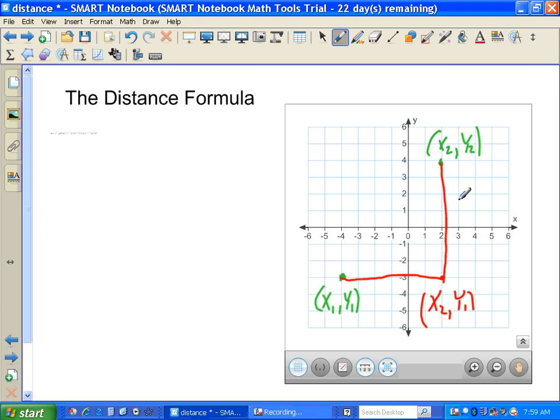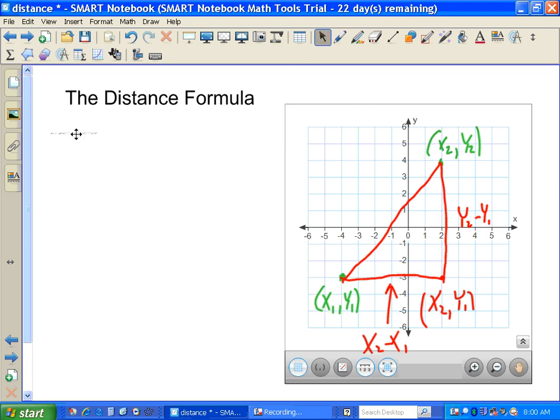How am I going to get the length of this side? Well, this side is just the difference between my 2 y coordinates. This side is the difference between my 2 x coordinates. Right? x2 minus x1 is what that says. If I want to find the length of this side, I would square this, square that, add them together, take the square root.